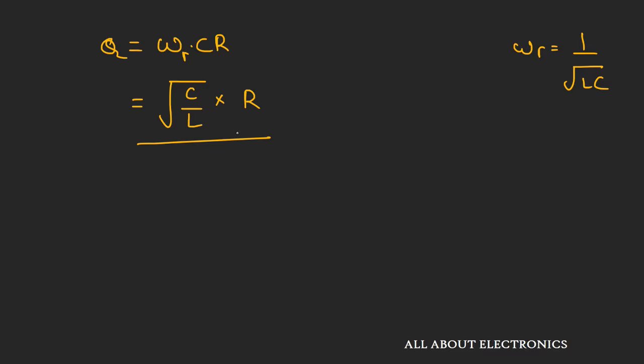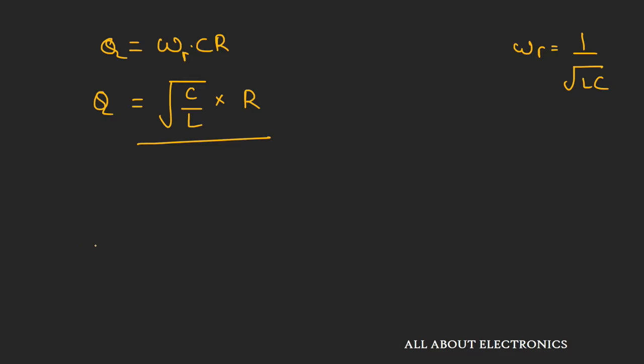Also, this Q is nothing but omega into CR, where omega is the resonant frequency. And we know that omega r is nothing but 1 over under root LC. So we can also write this quality factor Q as under root C over L into R. So this is how the quality factor can be defined in terms of the circuit parameters.